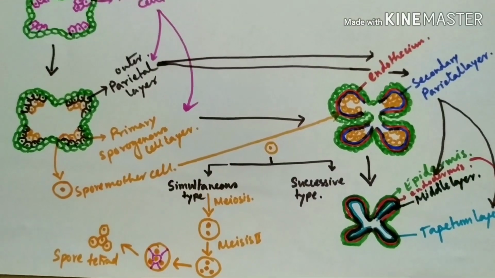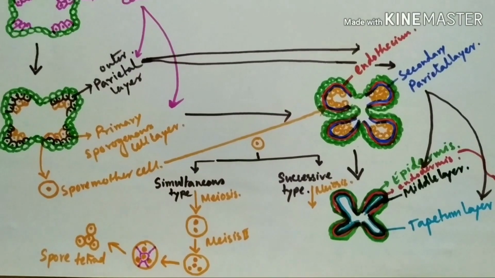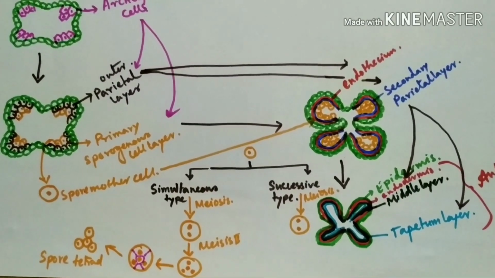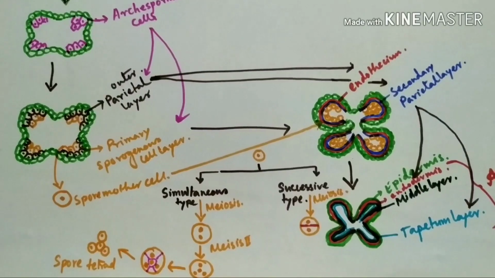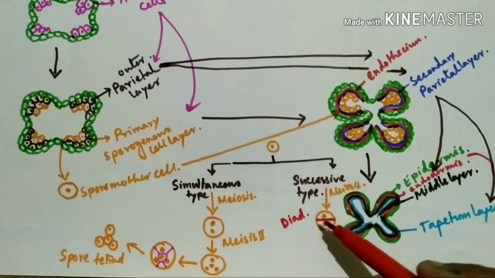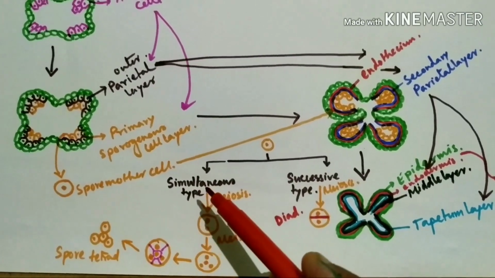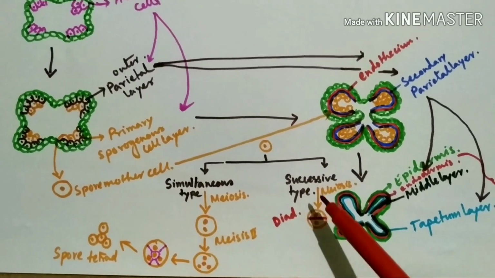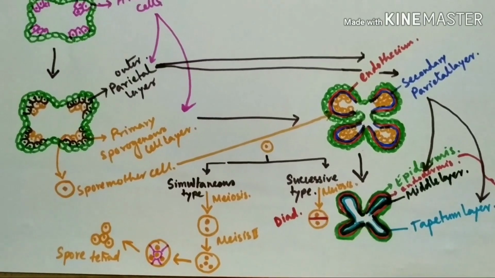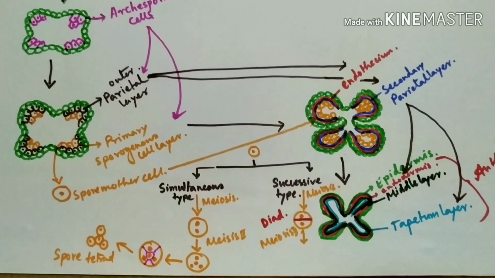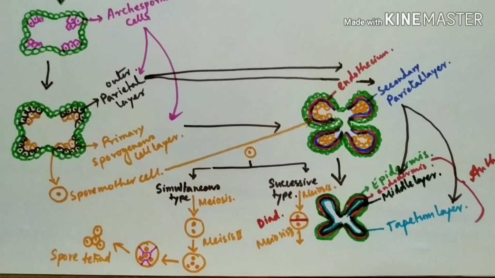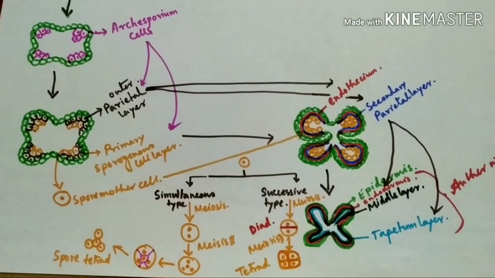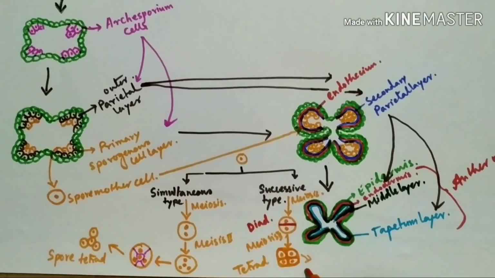In the case of successive type division, first meiosis occurs and the spore mother cell produces two nuclei which separate from each other by a layer. So this is called a dyad. In the case of simultaneous division, a dyad is not formed, but in the case of successive type division, a dyad is produced. Now second meiosis occurs and a tetrad is produced. Finally, by separation of these tetrads, pollen grains are produced.